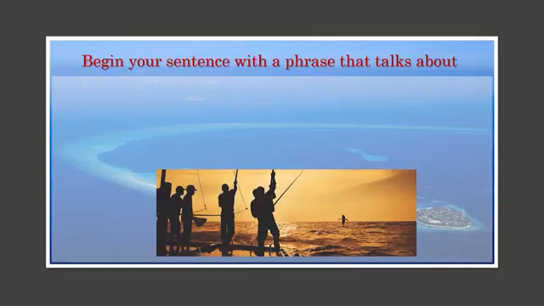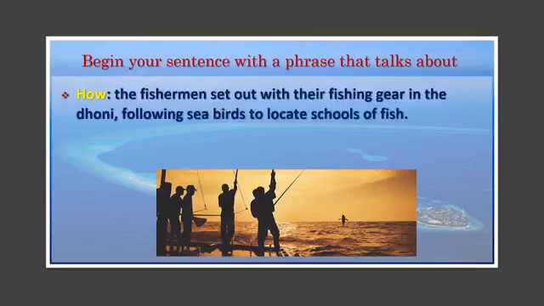We'll look at a sentence that is related to our livelihood, fishing. The fishermen set out with their fishing gear in the Dhoni, following the seabirds to locate schools of fish. Now you know that seabirds help fishermen find fish, right? But in this sentence, you're going to take out the phrase that talks about how the fishermen set out. Think of a way to rewrite this sentence so that it begins with a phrase that talks about how. Okay? Try it now.